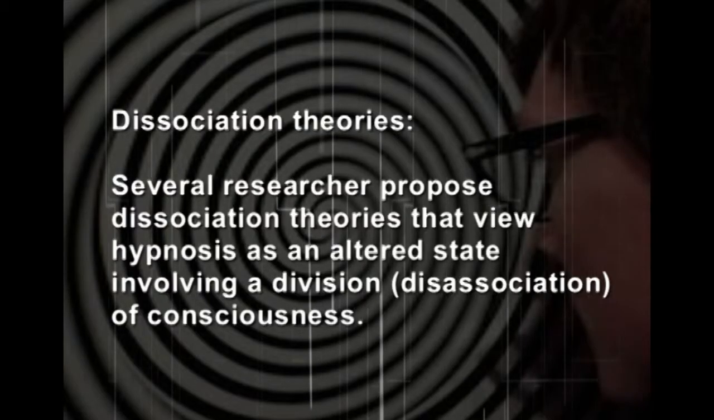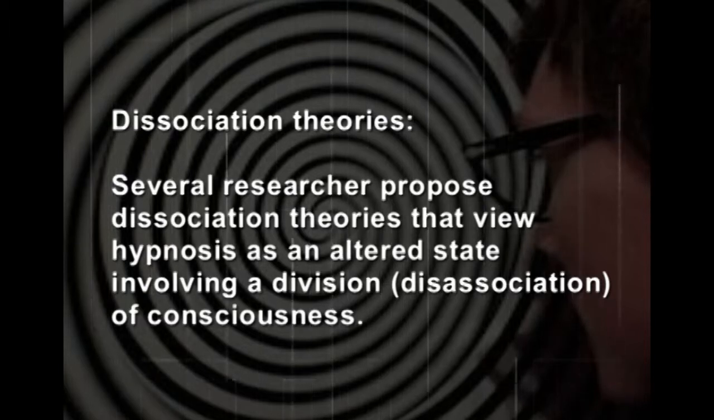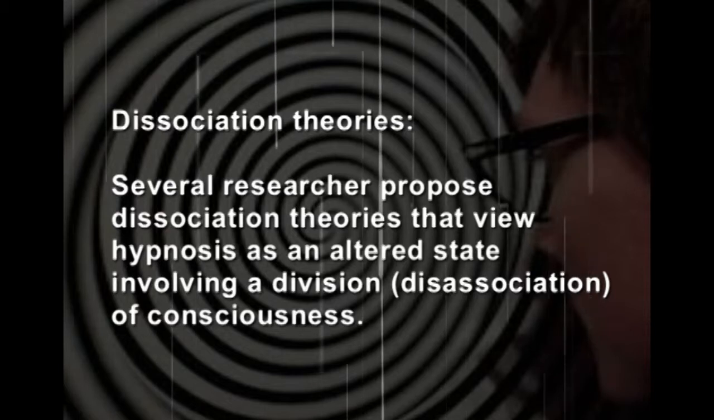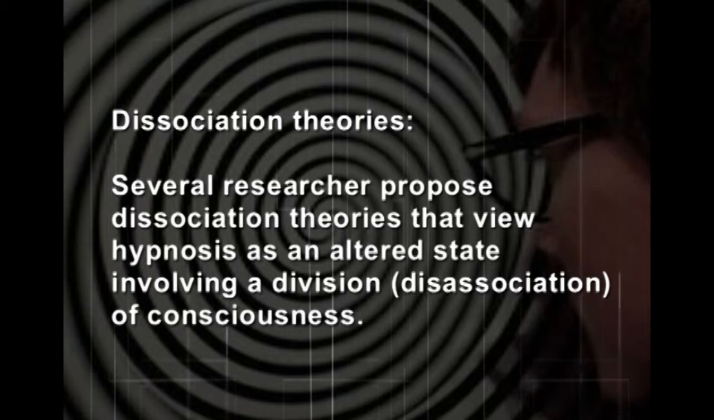To know this, I would like to share some of the theories or theoretical perspectives which explain the mechanism of hypnosis. For that, the first theory I would like to share with you is dissociation theory. What this theory says is, several researchers propose dissociation theories that view hypnosis as an altered state involving a division of consciousness. Division word is nothing but dissociation. So there is a division within your consciousness. So there are two levels of consciousness functioning over here when a person gets hypnotized.